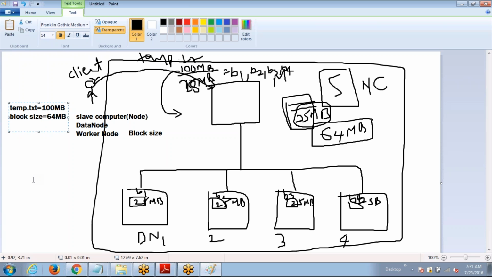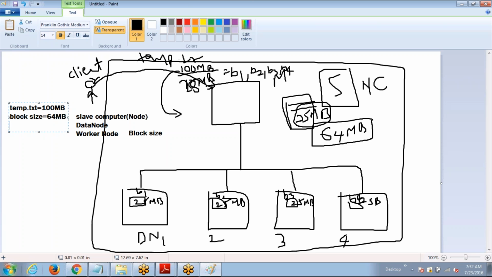Four. Okay, 4. Why do you think it is 4? Because we have 4 data nodes. Yeah, that's perfect, let me tell you this one. However many data nodes you have, you're not going to divide into that many parts. Here our concept is that the whole file, whatever it is, you have to divide by your block size. Indirectly you will get how many data nodes are used. If you divide 100 MB by 64, how much do you get?